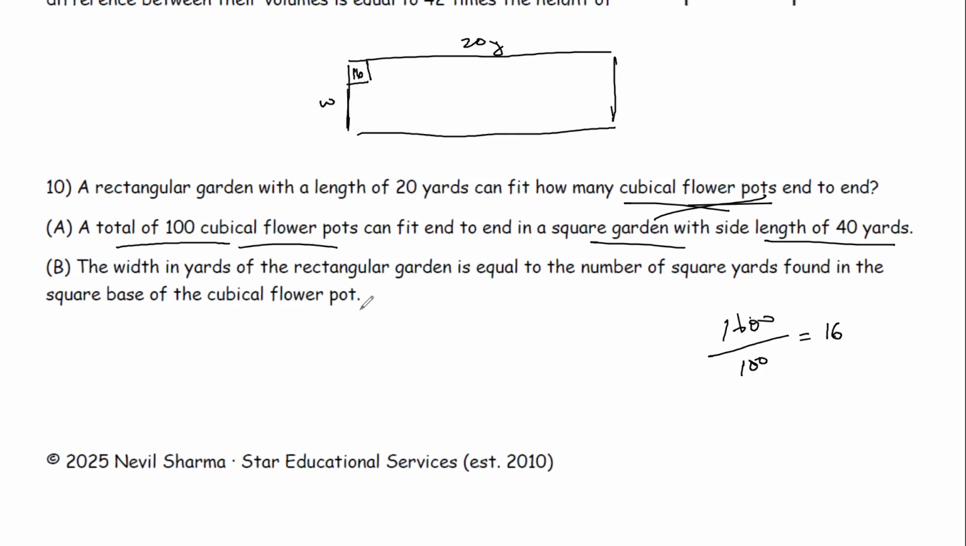All we know from the given question is that the cubical flower pot has a square base area of 16 square yards. But knowing the base area of the cubical flower pot, we don't know about the garden's width. So first statement doesn't answer the question.